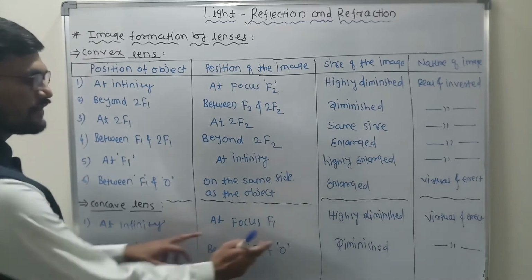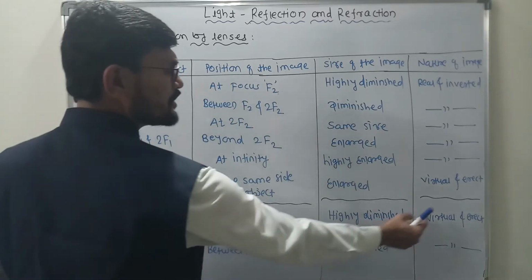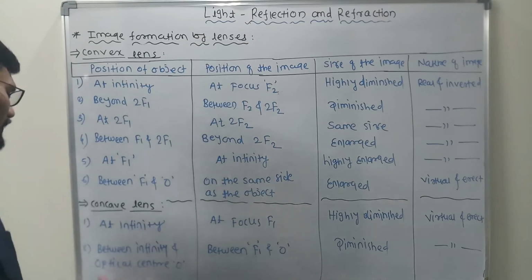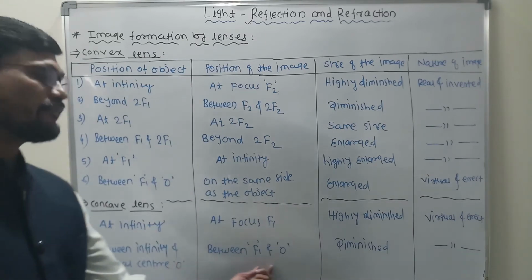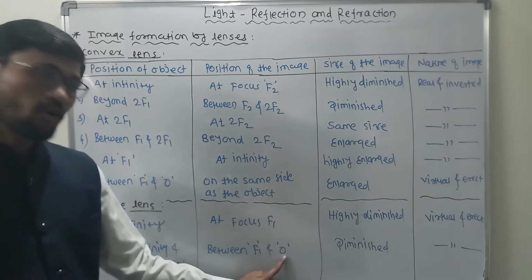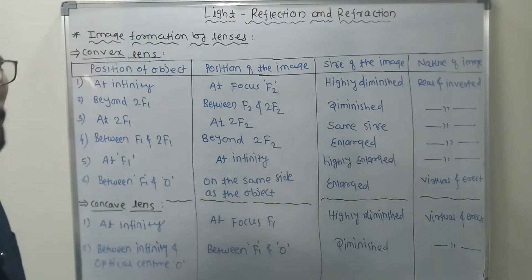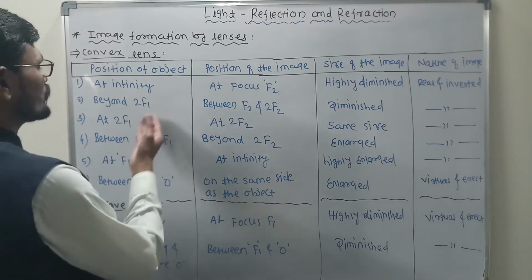And there are 2 cases for the concave lens. At infinity: the image is at focus f1, highly diminished, point size, virtual and erect. Between infinity and the optical center O, the image is between f1 and the optical center, diminished, virtual and erect.